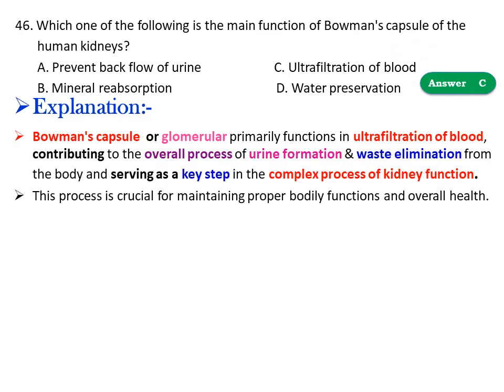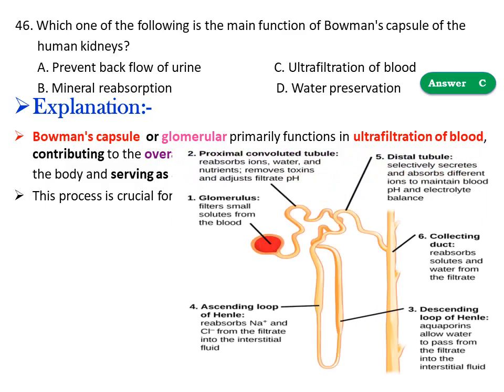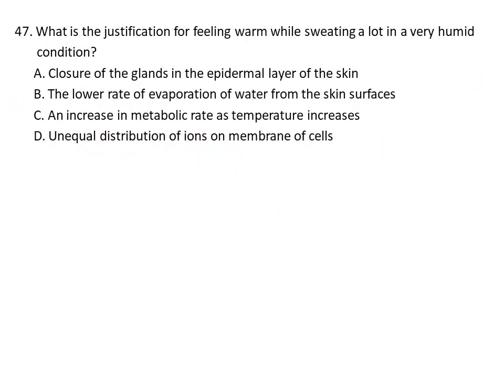We can look at Bowman's capsule or glomerulus, which primarily functions in ultrafiltration of the blood, contributing to the overall process of urine formation and waste elimination from the body, and serving as a key step in the complex process of kidney function. This keeps our whole body healthy. This question also contains many parts under each question. So look at this picture.